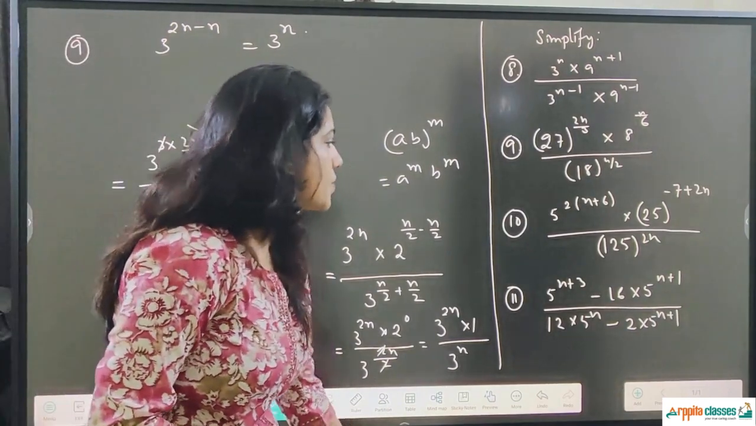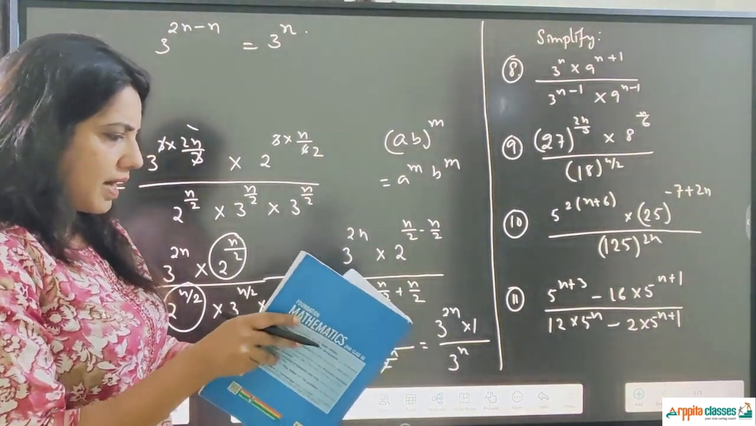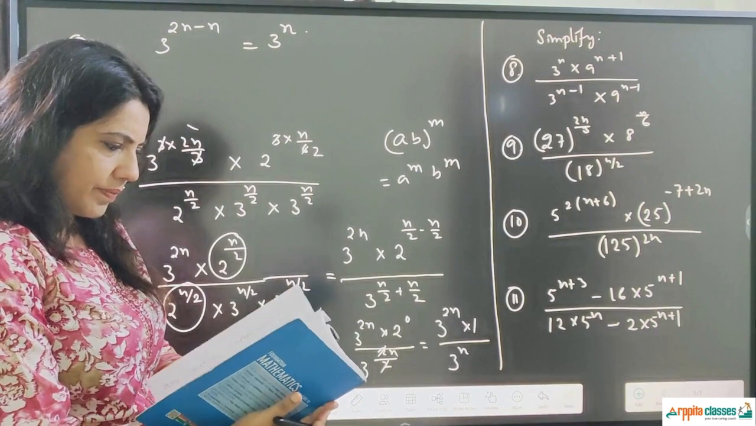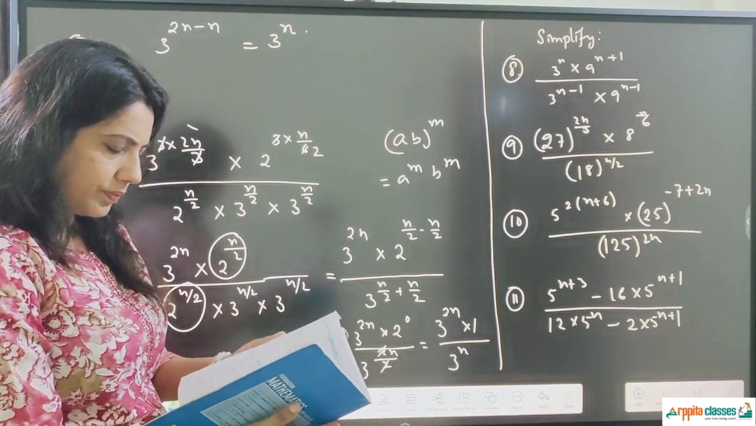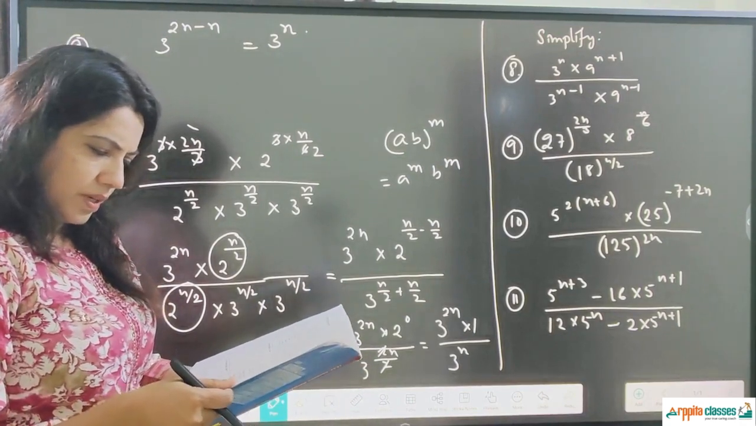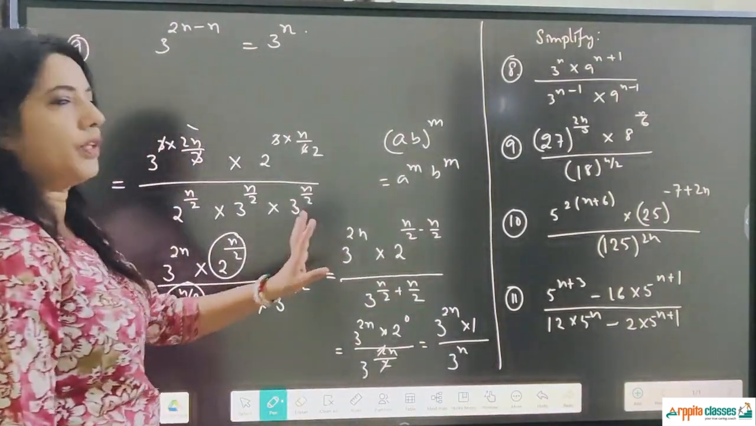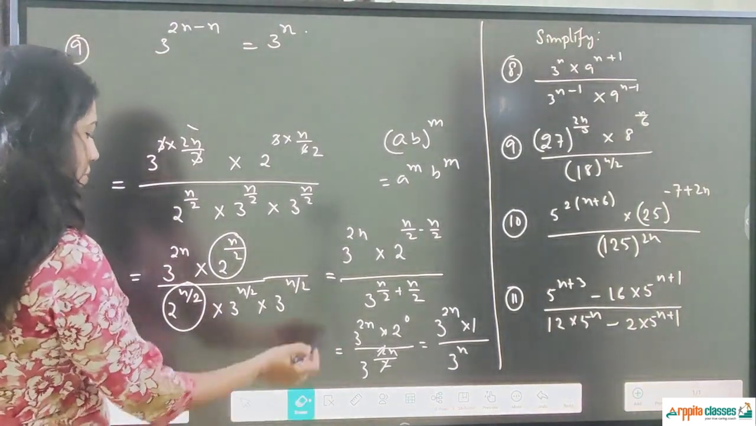I'll just check this answer from the back. I have a little doubt. This is question number 9, exercise 6. Question number 9, 3 to the power... no, this is the correct answer. So the answer will remain as it is for the 9th sum. Okay, let us do the next question.